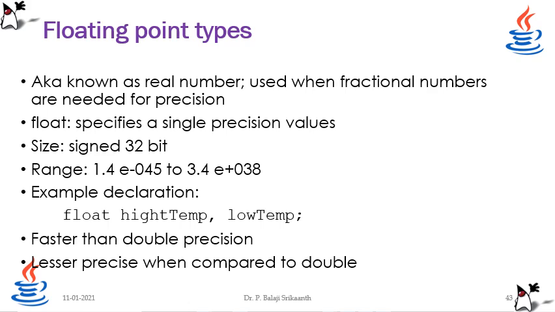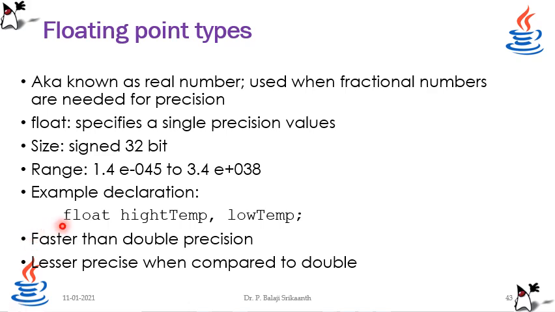Normally, fractional numbers or decimal numbers will be used to represent precision. Such precision values will be stored in floating point data types. It is also called a real number. Float specifies a single precision value. The size of float is 32-bit, of course signed. The range of float is 1.4 raised to the power negative 45 to 3.4 raised to the power 38.